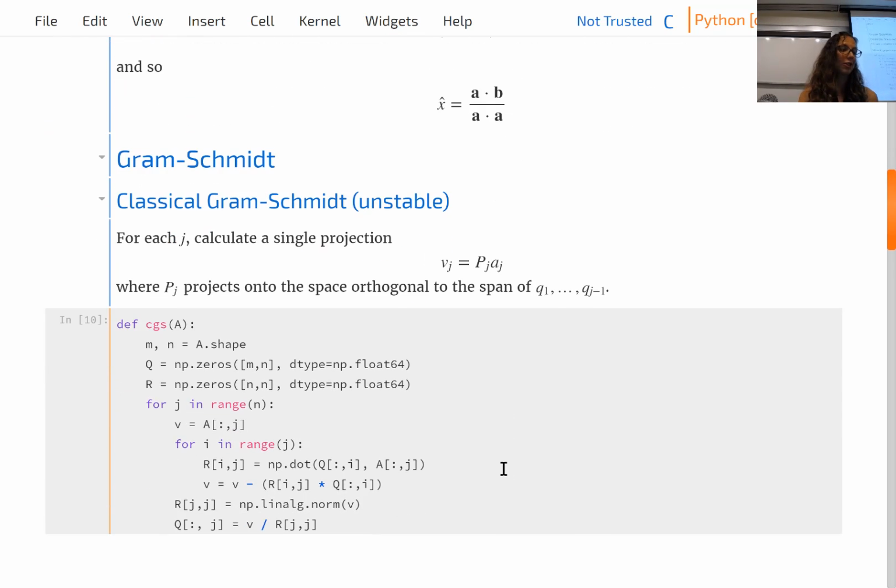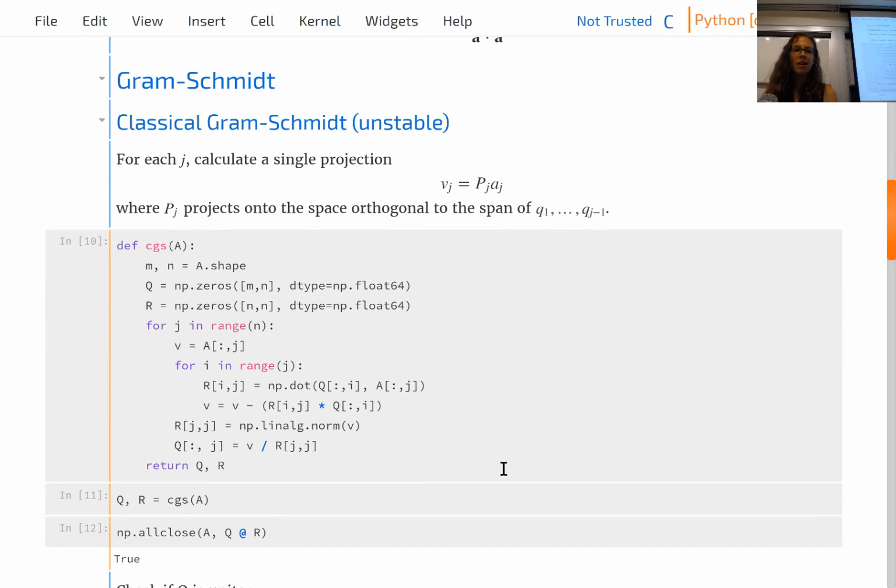So it's going to turn out projection is really useful for Gram-Schmidt. In classical Gram-Schmidt, remember our goal is to come up with a QR factorization, and in Gram-Schmidt we're going to come up with one column of Q at a time. The idea is to iterate through, and each time we calculate a single projection, P_j a_j, where you're projecting onto the space orthogonal to the span of your previous Qs.